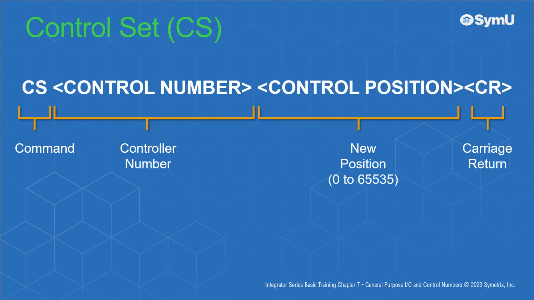Use the control set or CS command to move a control parameter to a new absolute value. The command must specify the control number and new control position. The command is typically used for control of a button.